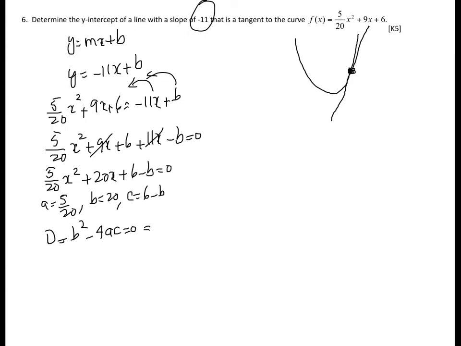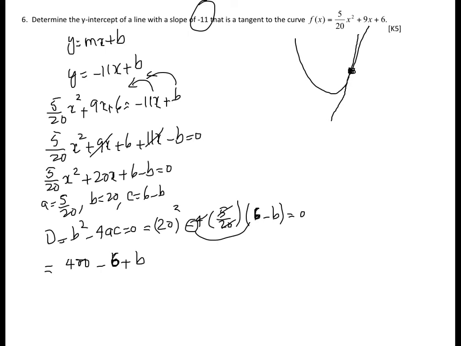So this means b squared means 20 squared minus 4a, which is 5 over 20, times c. c is 6 minus b, has to be equal to 0. 20 squared is going to give me 400. 4 times 5 is 20 over 20 is 1, so I get minus 6 plus b, because this is minus b, and there is a minus here, so if I distribute it inside, I get minus 6 plus b is equal to 0.